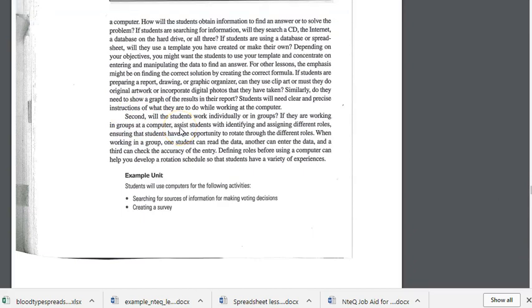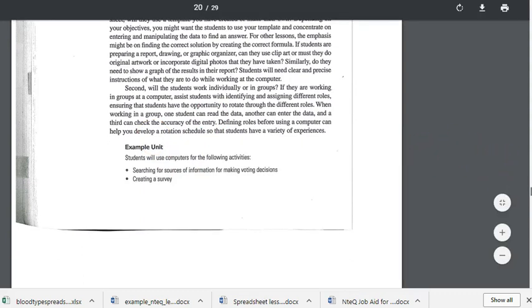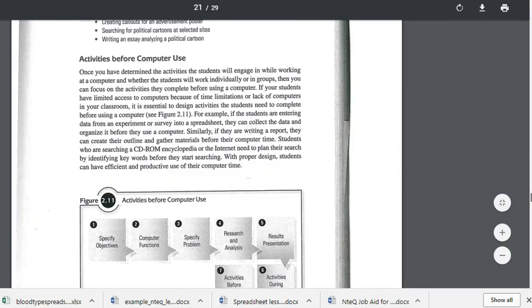If they're working in groups at the computer, you need to assist the students with identifying and assigning specific roles, ensuring that all of the students have an opportunity to rotate through those different roles. When they're working in that group, one student can read the data, another can enter it, a third can check for accuracy of the entry. That might be 3 different roles you can have. But if you define the roles, that can help develop a rotation schedule so the students have a variety of experiences and it's not one person doing all of the work.